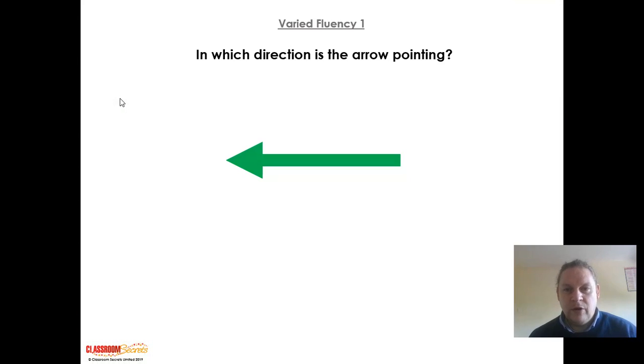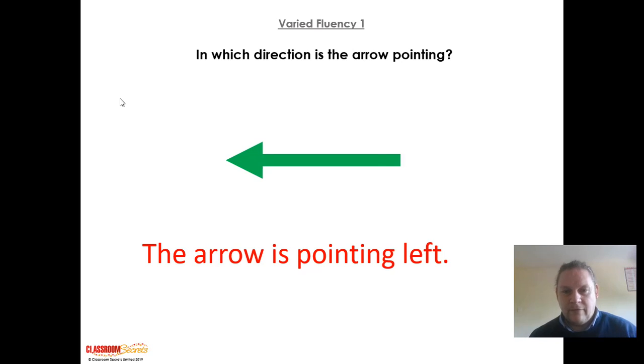We're just going to do a quiz first of all to see what we've remembered about direction. In which direction is the arrow pointing? Have a think, which way is that pointing? Think about your writing hand that you write with. If you don't know this one, you should be able to realise whether it's left or right. It is pointing to the left.